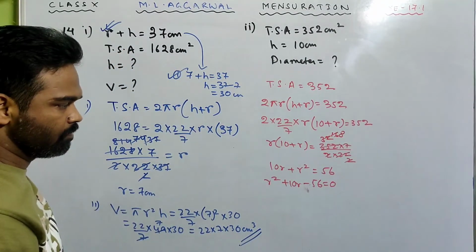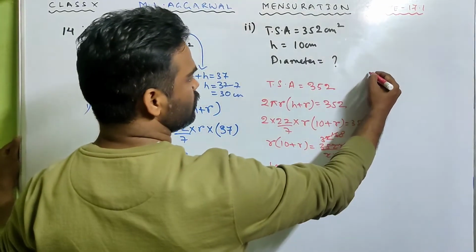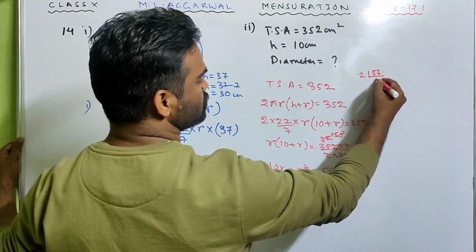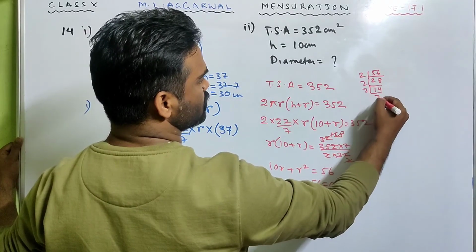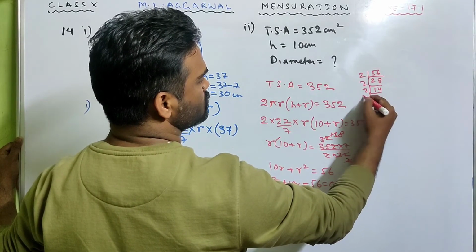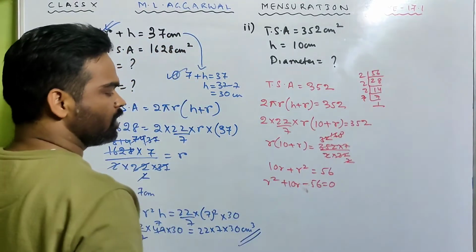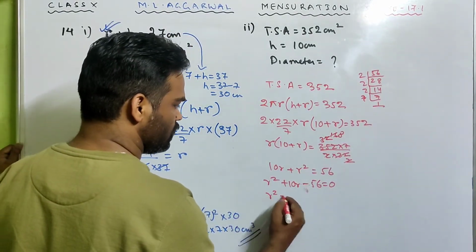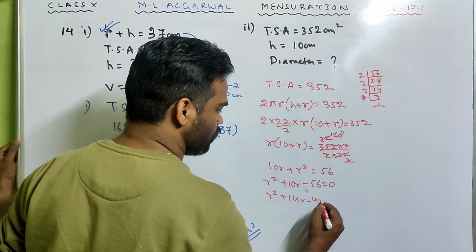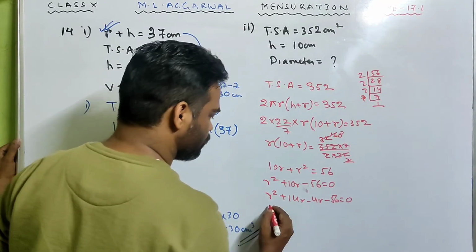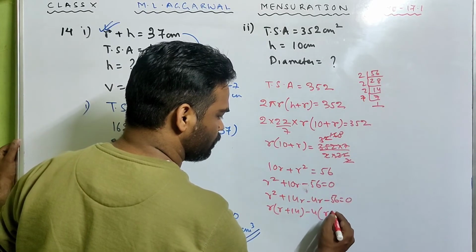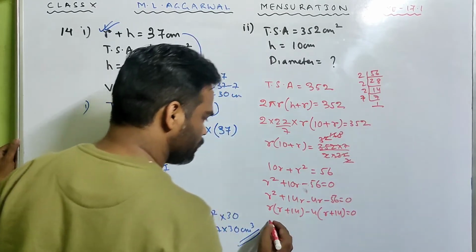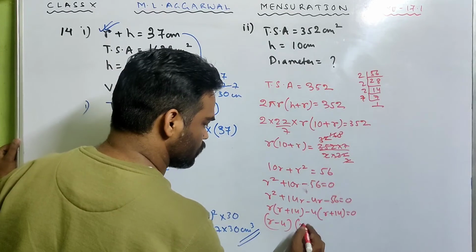Yes or no? Now we'll do middle term. 56. So 2 28 times, 2 14 times, 2 7 times, and this is 7 1 time. 14 and 4. So R square plus 14R minus 4R minus 56 equals 0. R taken common, R plus 14 minus 4 taken common, R plus 14 equals 0. Middle term factorization. Okay.